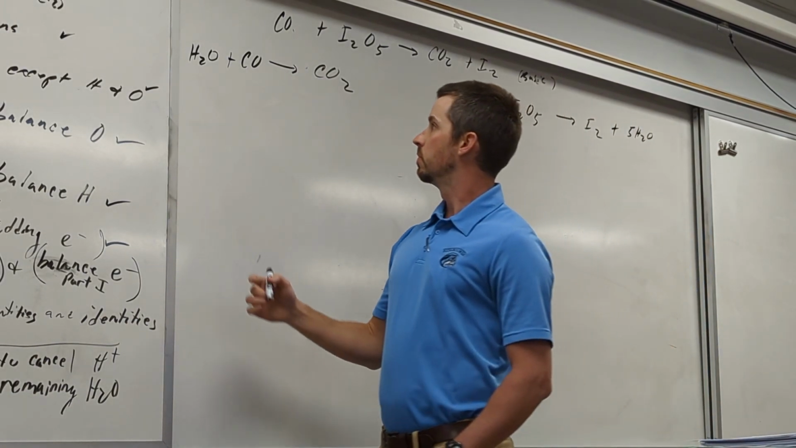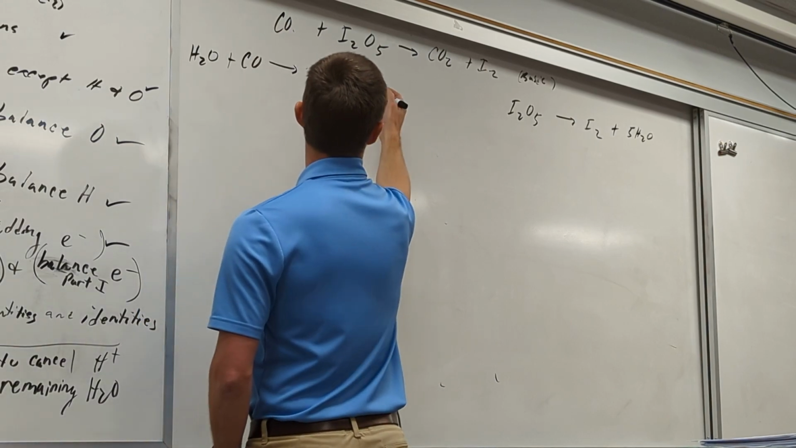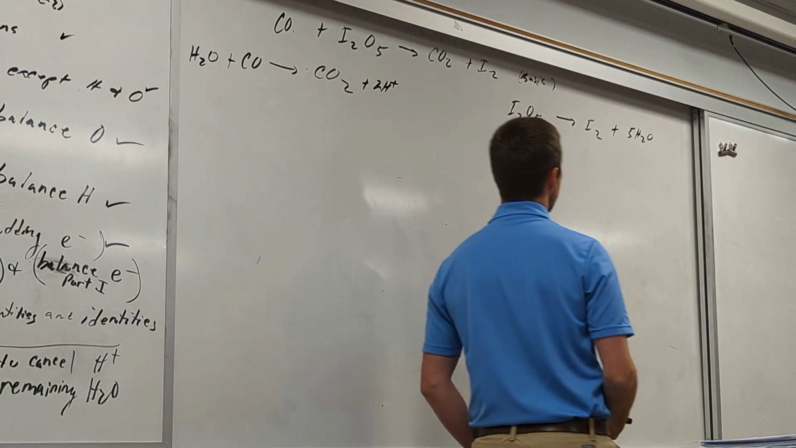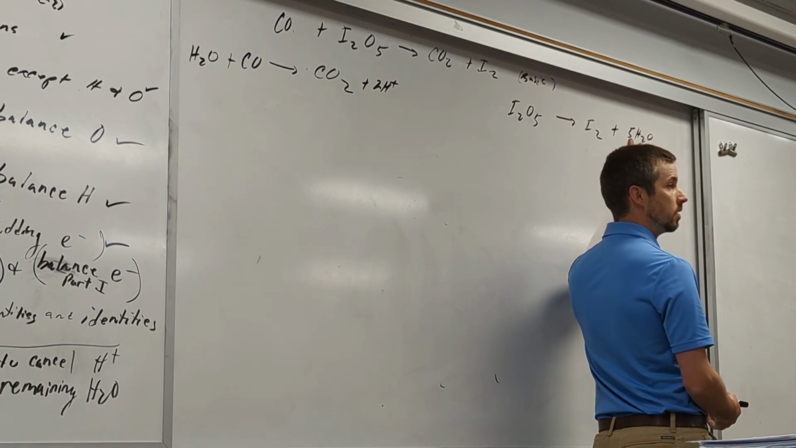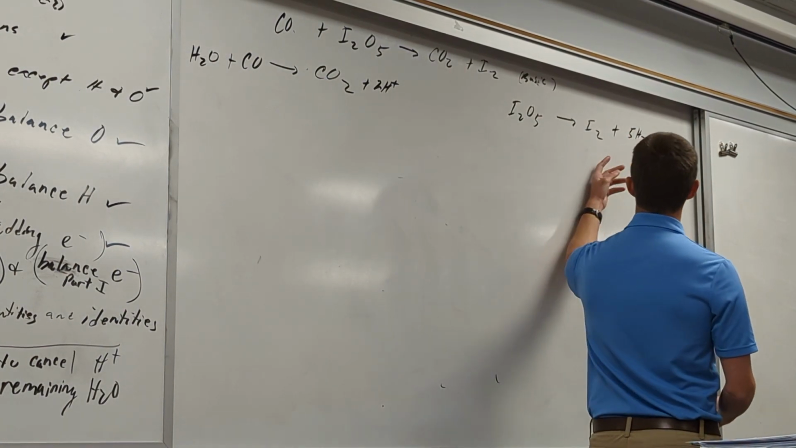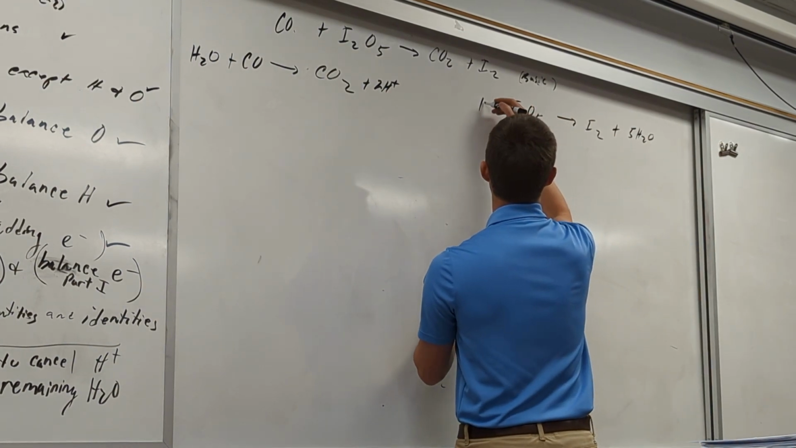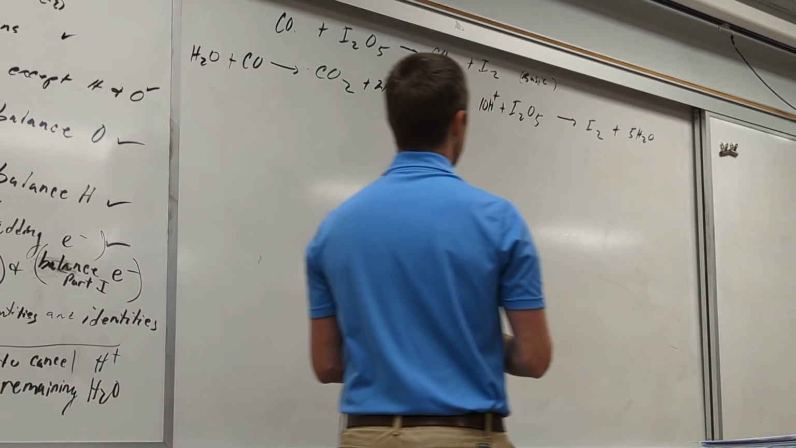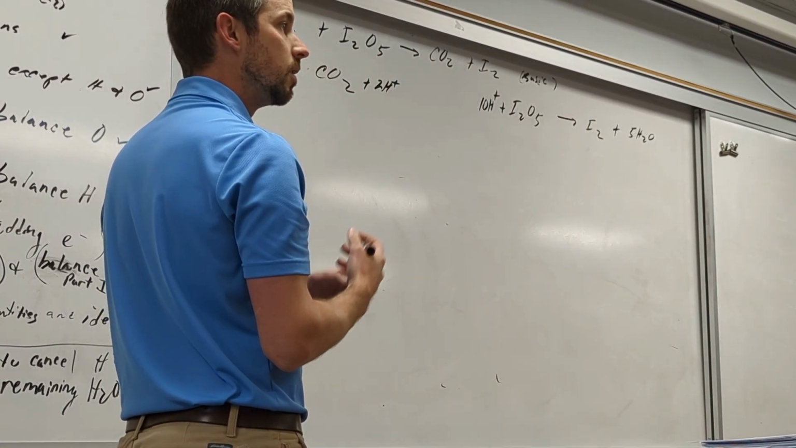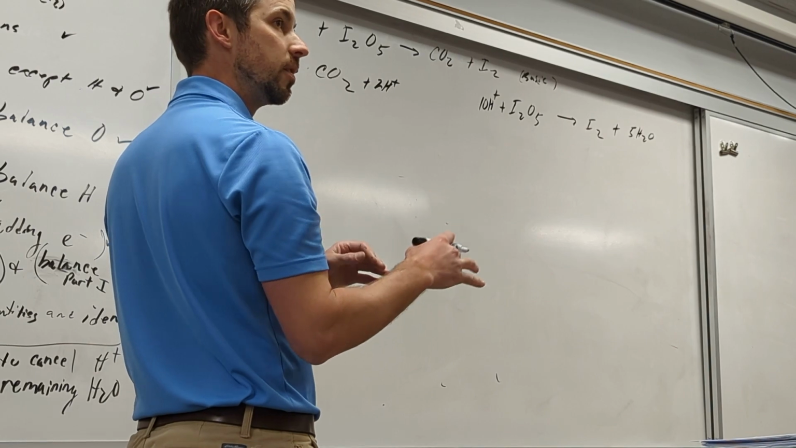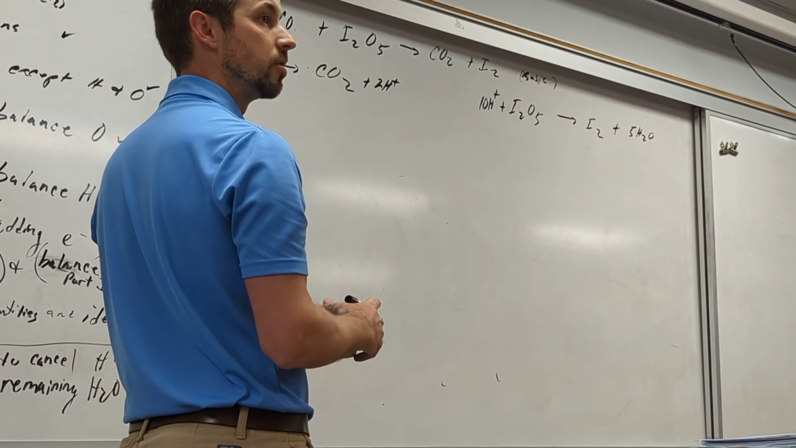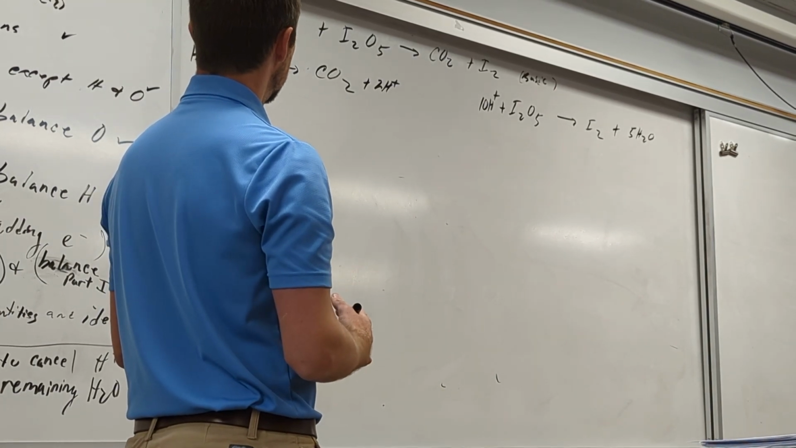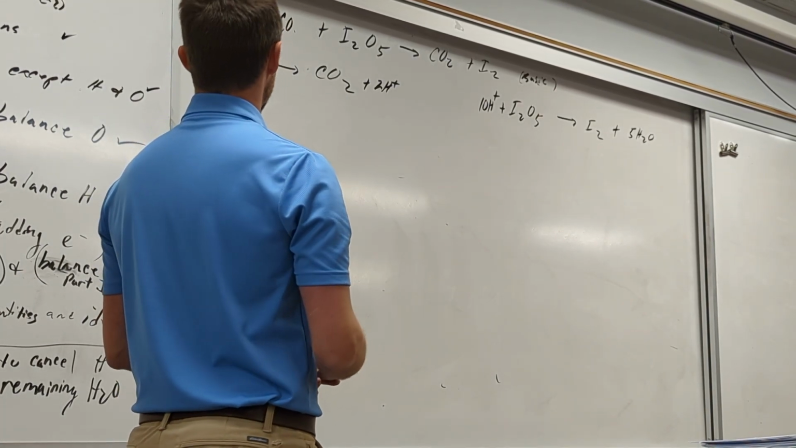Balance the hydrogen. We have 2 here, so we need 2 here. We have 10 here, so we need 10 on the other side. Okay, let's pause there for a second. So far, not too crazy. Separate, balance all the atoms except hydrogen and oxygen. Balance with water, balance with hydrogen ion, both sides. Now we're ready to balance the charge.